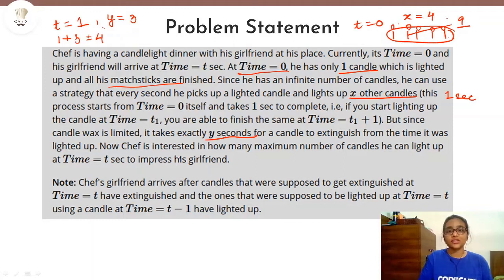So this also the chef will have to keep in mind when he at last counts how many candles finally he has which are lit up. And it is given that at time equals t seconds, the chef's girlfriend will arrive. So what we need to find out is that at the end of t seconds, how many candles are left with chef which are lit up. The maximum number of candles he can light up in t seconds. So it means that we have to find out how many candles are left at the end which will be lit up at the end of t seconds.